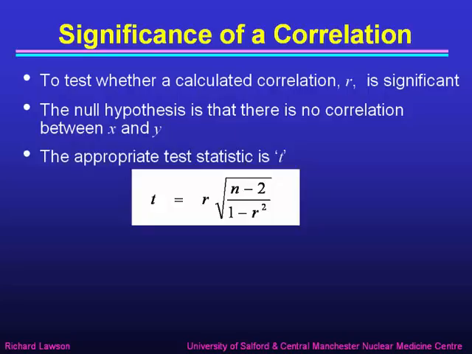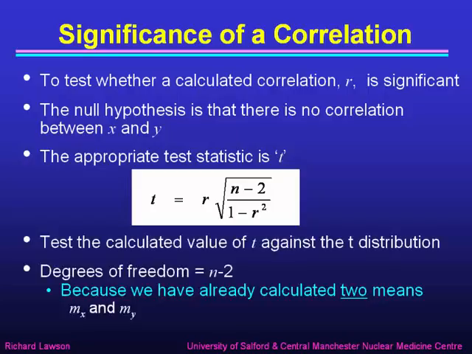Then the appropriate test statistic is something called t, which is equal to r, the correlation coefficient, multiplied by the square root of n minus 2 over 1 minus r squared. When we've calculated t, we can test the value against the t distribution, and we have to use n minus 2 degrees of freedom. The minus 2 is because we've already calculated two means from our data, the mean of x and the mean of y, so we lose 2 degrees of freedom when calculating.